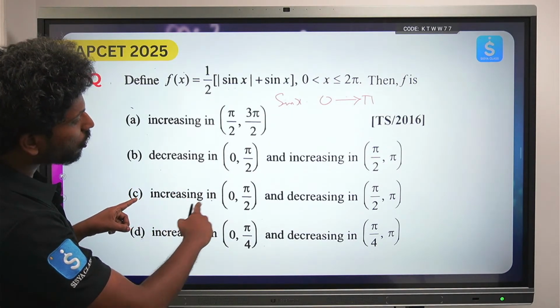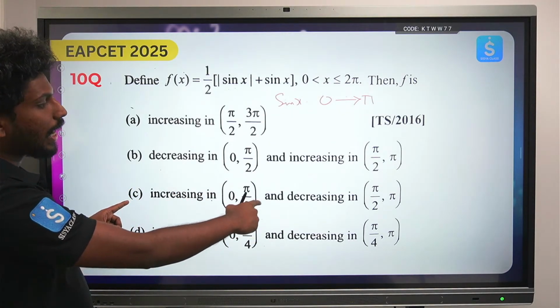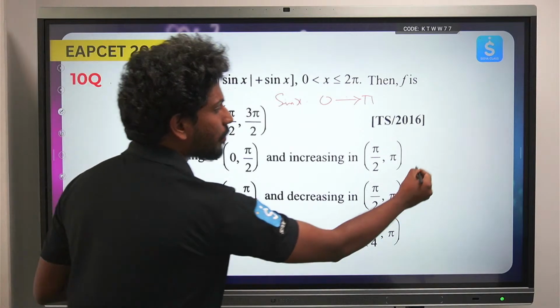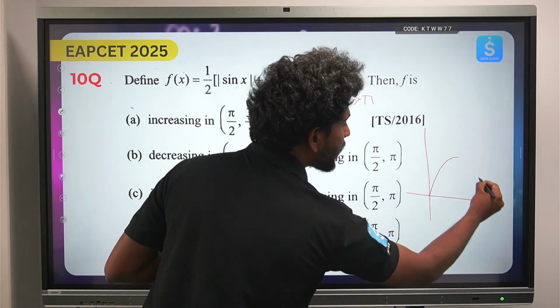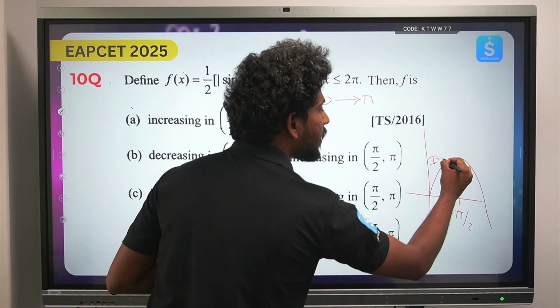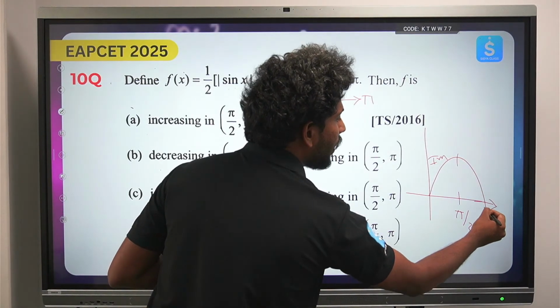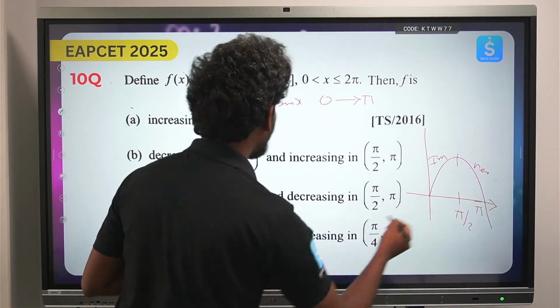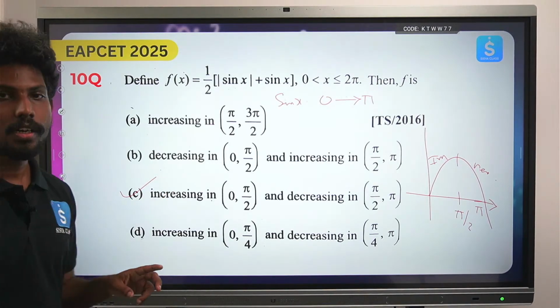it will be increasing from 0 to pi by 2, and from pi by 2 to pi it will be decreasing, because how is the sin x graph? We have the sin x graph like this, where from 0 to pi by 2 it is increasing, and from pi by 2 to pi it is decreasing, right? So we have the answer to be option C.